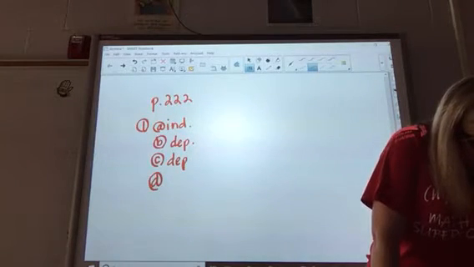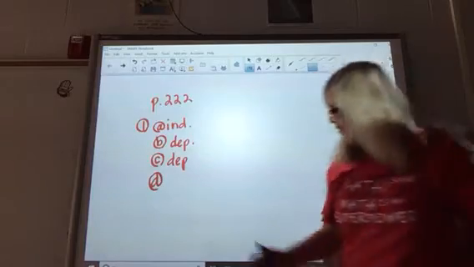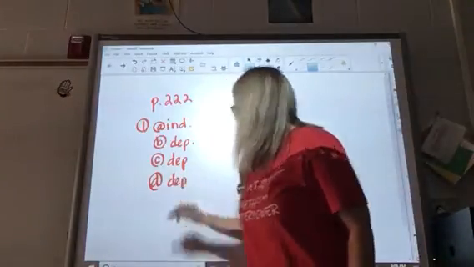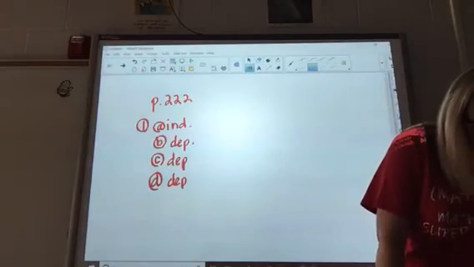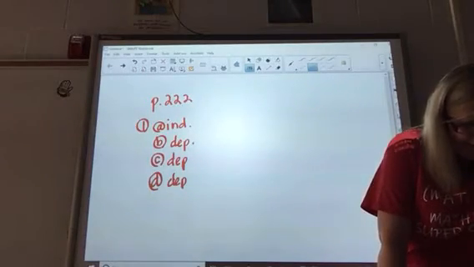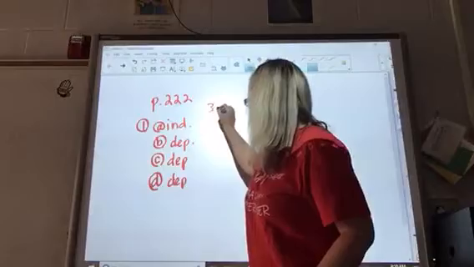D, driving on ice and having an accident. Those are dependent because probably driving on ice would have caused that accident. All right, let's go to 3.